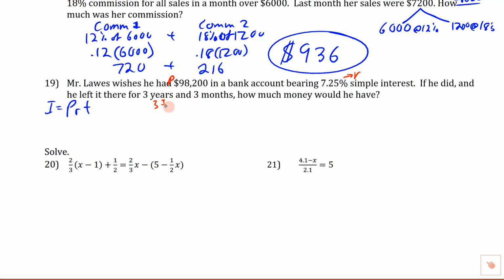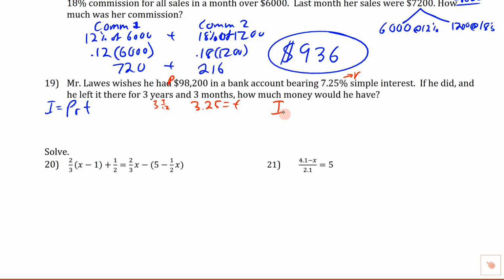So 3 years and 3 months out of 12. And this is the key right here. We can't multiply it by 3 and 3. We've got to come up with a decimal for this. So this is 3 and a quarter. A quarter of a year is 3 months, so 3.25. And that's going to be T.